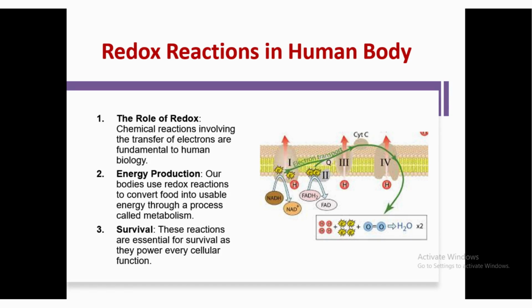Redox reactions in the human body: chemical reactions involving the transfer of electrons are fundamental to the human body. During energy production, our bodies use redox reactions to convert food into usable energy through a process called metabolism. These reactions are essential for survival as they power every cellular function.